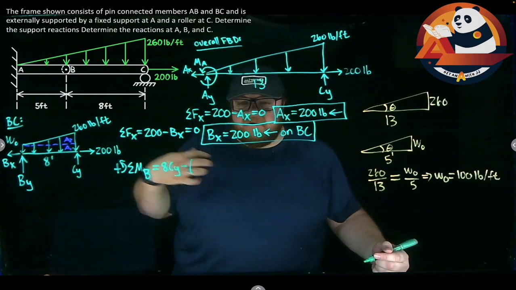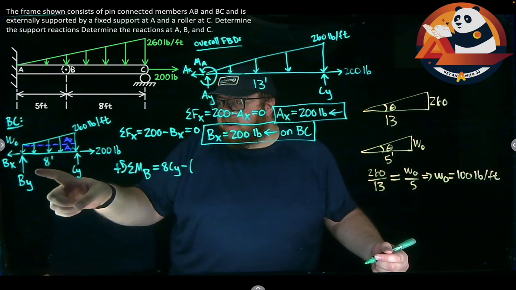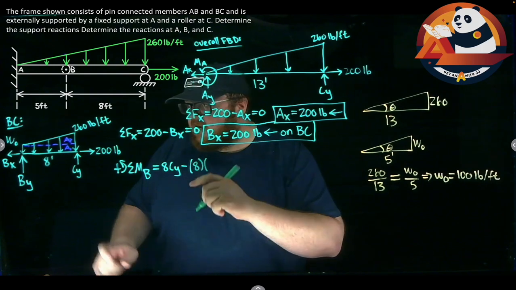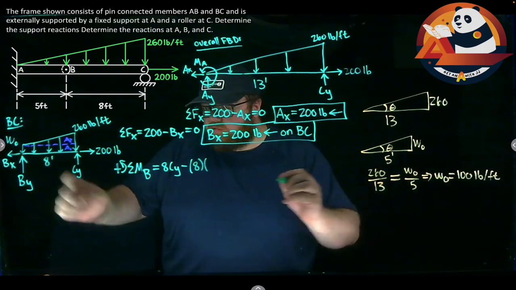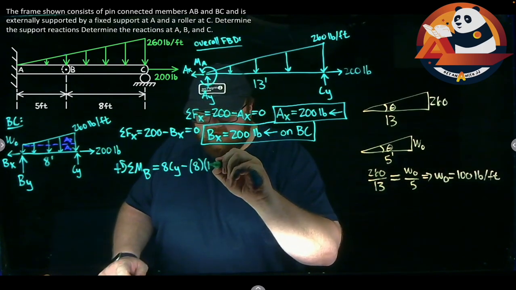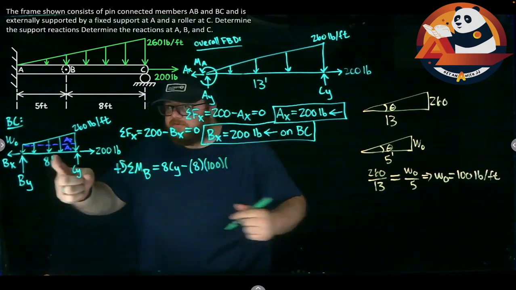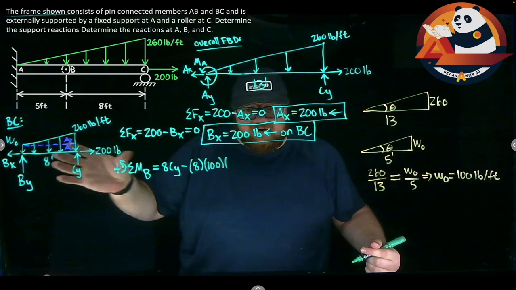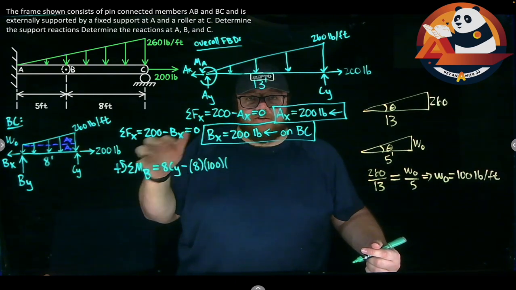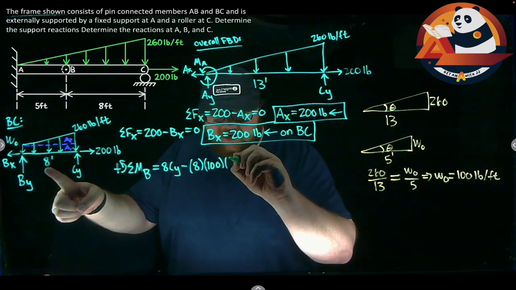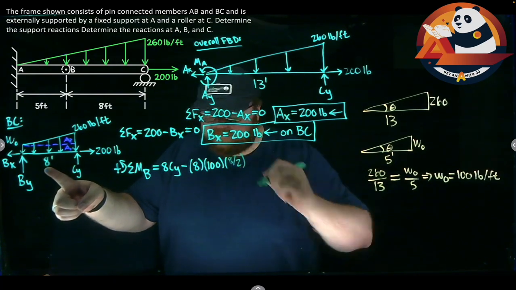Force for a distributed load is the area. My area is 8 times WO, 8 base times my height, WO, 100. 8 times 100. Force times my distance from B to, for a rectangular distributed load, we're measuring to the very center of the distributed load. So half of 8 times 8 over 2.